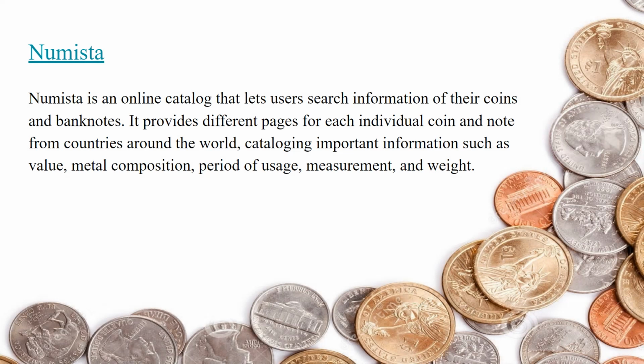Numista, as I had mentioned earlier, is going to be one of the sources that I use quite often. Numista is an online catalog that lets users search information on their coins and make notes. There are different pages for each individual coin, and notes from other countries around the world. It catalogs all different kinds of information, such as the value of the coin and relevant conversions. It also includes the metal composition of the coins, the period that it was used during, different sorts of measurements, different weights, as well as the different designs on the obverse and reverses of the coins.